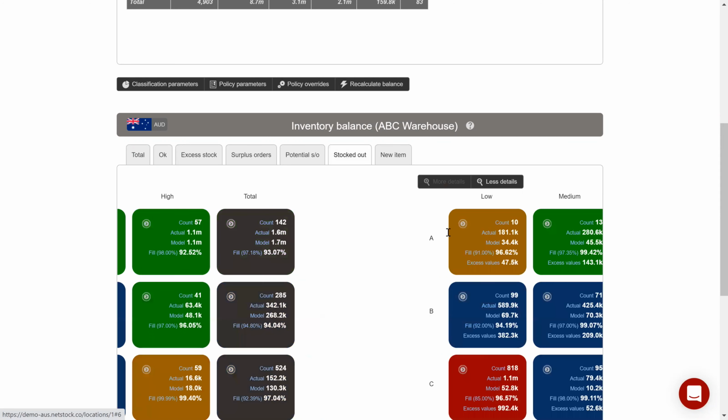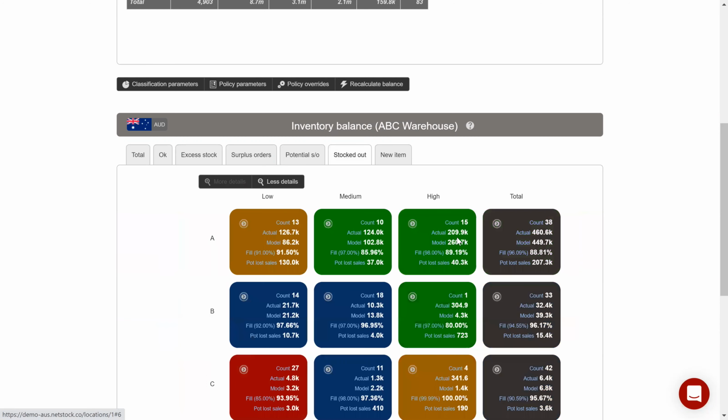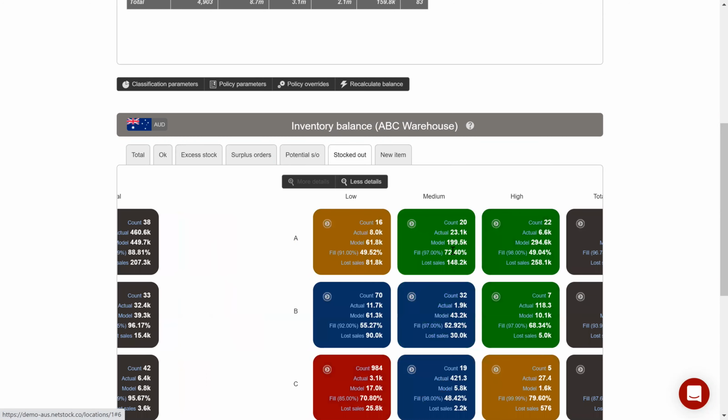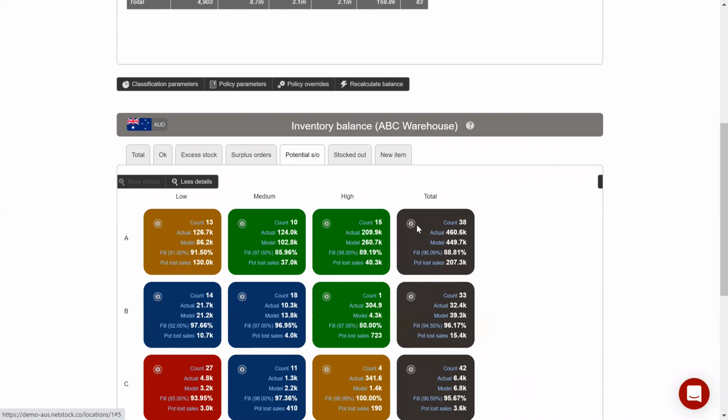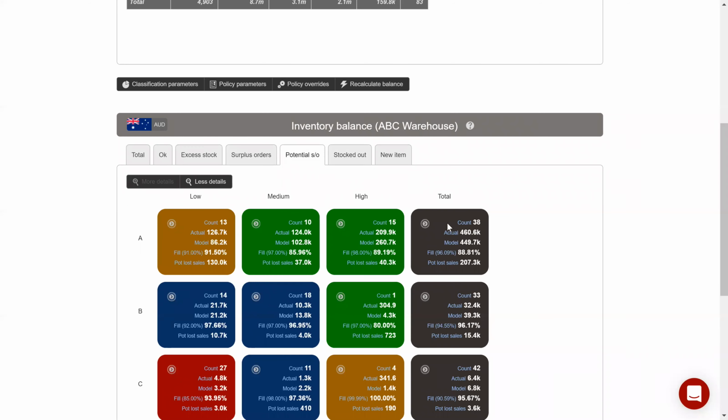What about these? Top sellers, 58 of them, where we're below our target fill rate significantly. We could be potentially losing $488,000 of sales a month. These need to come up for emergency ordering, and they will do. Same with the potential stockouts. Not holding enough or not the right balance, come up for emergency ordering.